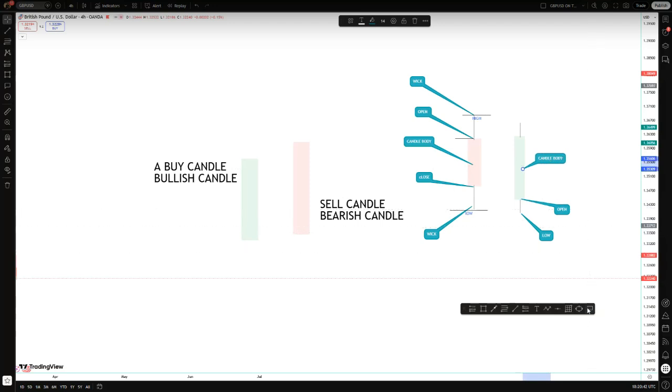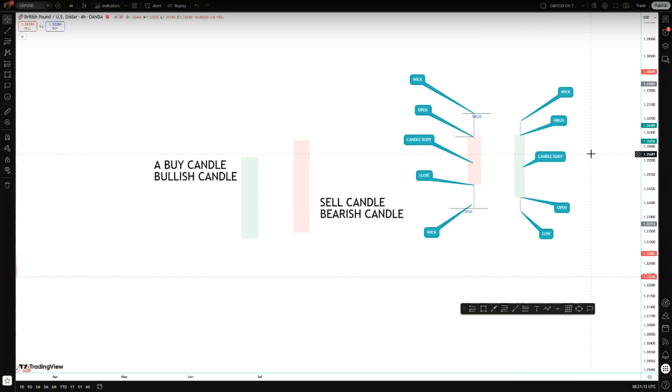We also have this as the high, and then we have this as the wick. We have this as a wick.